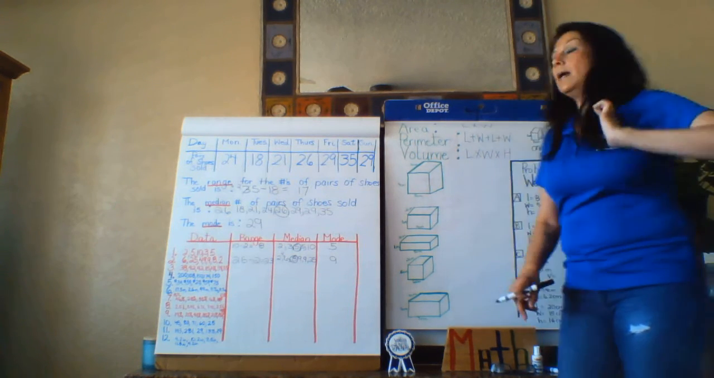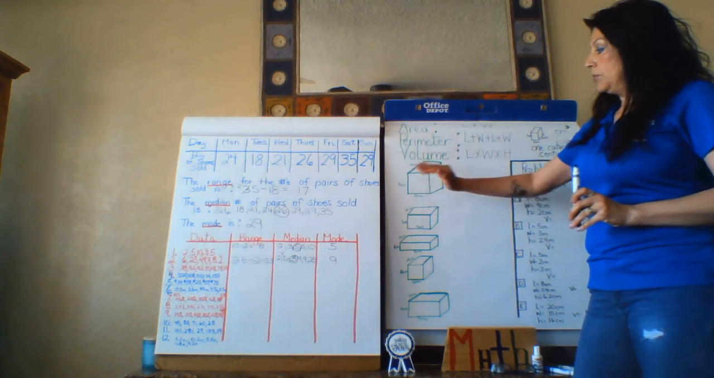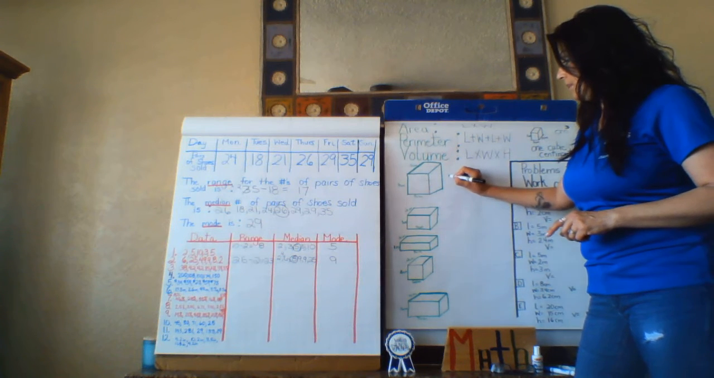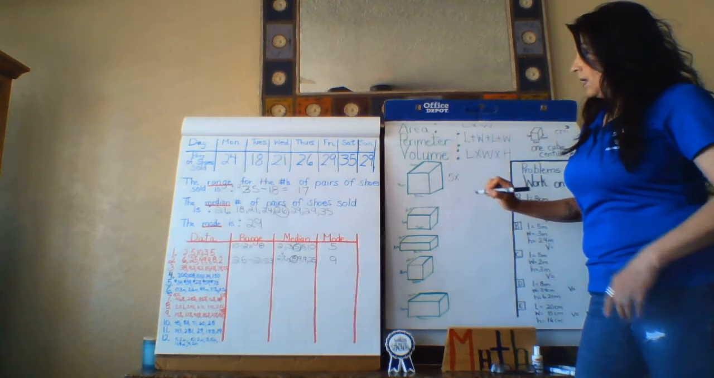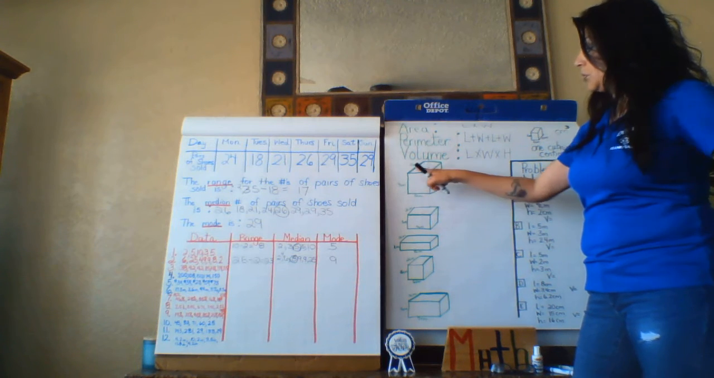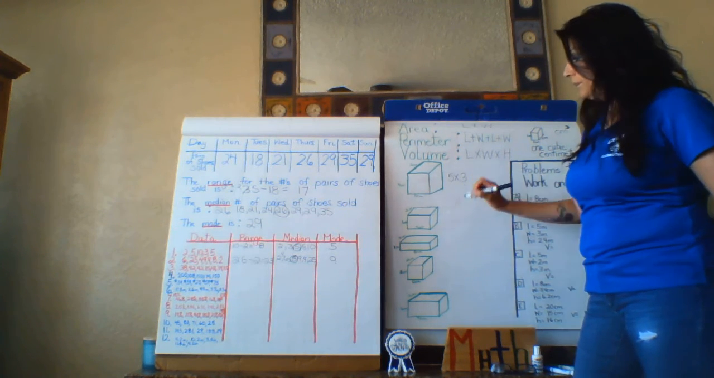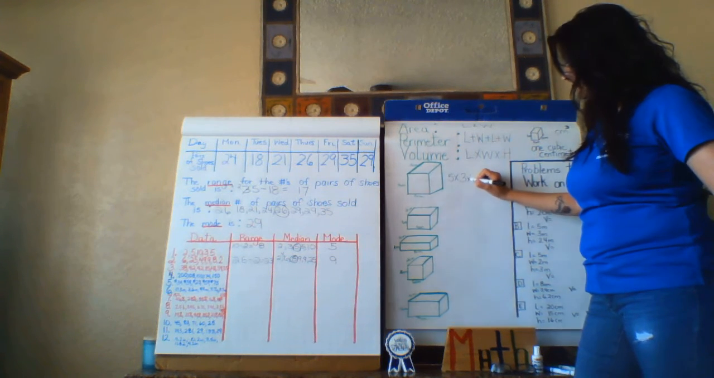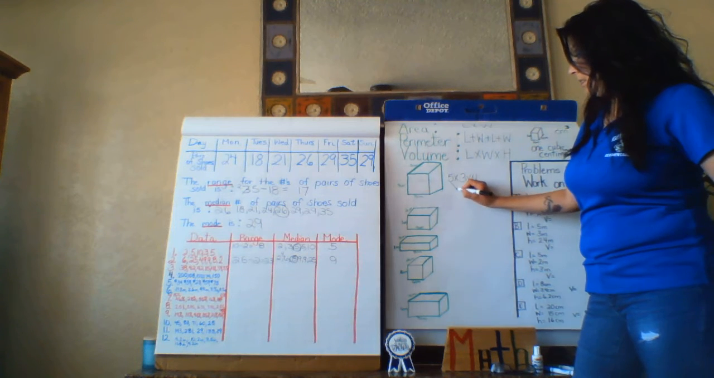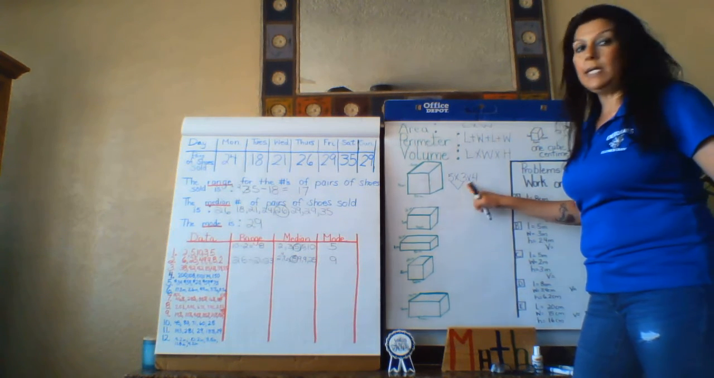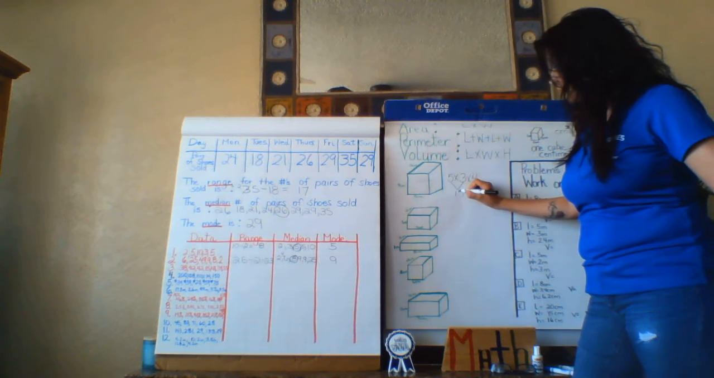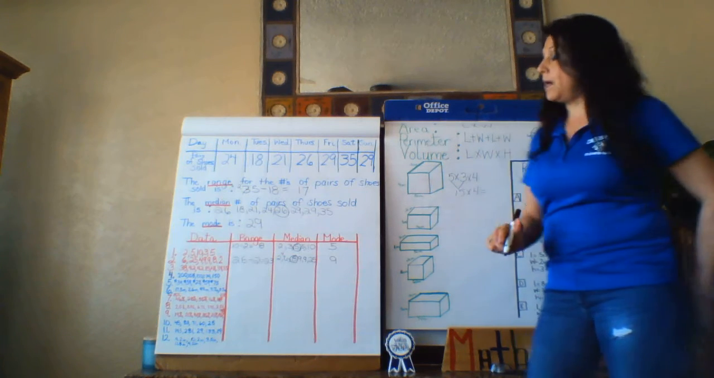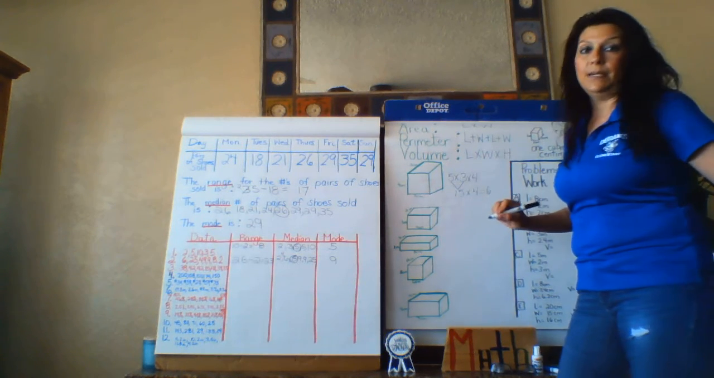All right, so let's go ahead and begin playing with volume. So we'll start off with this one. The length, of course, is 5 centimeters. And you're going to go ahead and multiply it with the width, which would be 3. And then finally the height, which is 4. So 5 times 3 is 15, times 4, and that would give you 60 cubic centimeters.